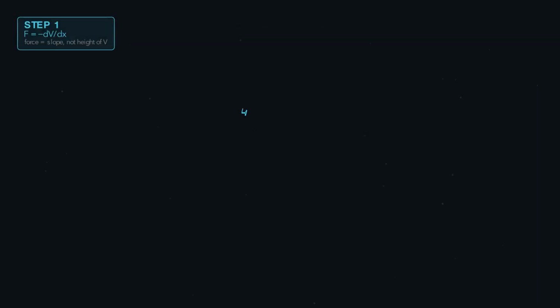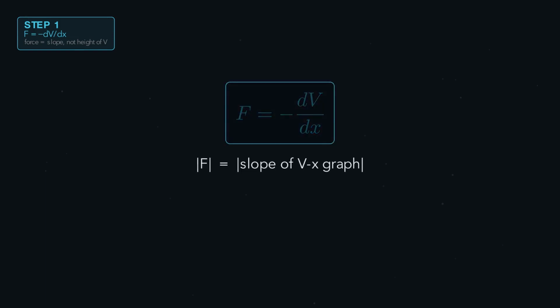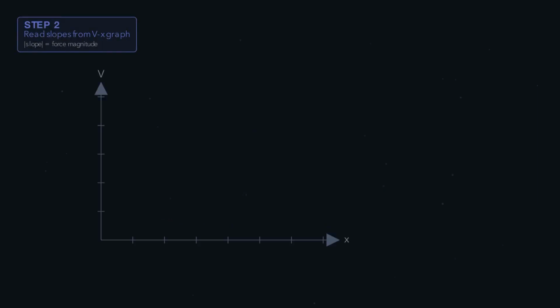The key formula is F equals negative dV over dx. This means the magnitude of force in any region is simply the steepness of that line segment. A flat line means zero force. A steep line means strong force. Now let's read the slopes. Segment BC rises steeply, from V equals 1 to V equals 4 in just 1 unit of x. That's a slope of 3, the largest.